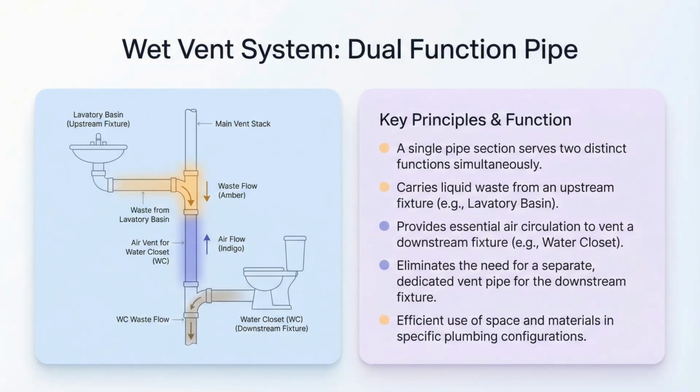A wet vent is a highly efficient design where a single sanitary drainage pipe does double duty. It carries waste from some fixtures while simultaneously acting as an air vent for others. However, to prevent the pipe from choking, you can only have a maximum of 2 wet-vented water closets, and they must always be installed downstream of all other fixtures.